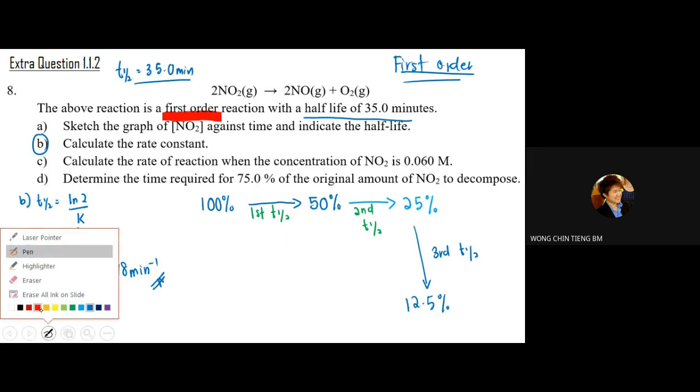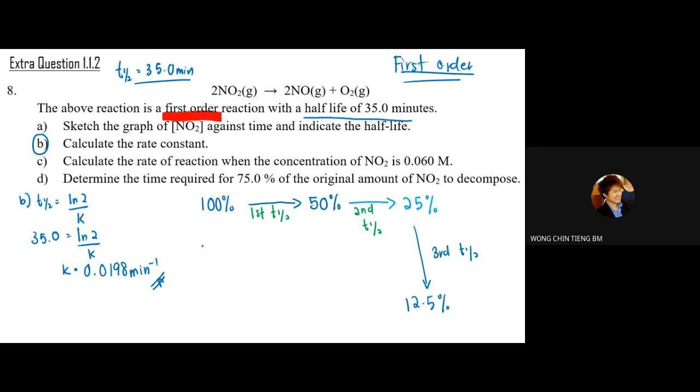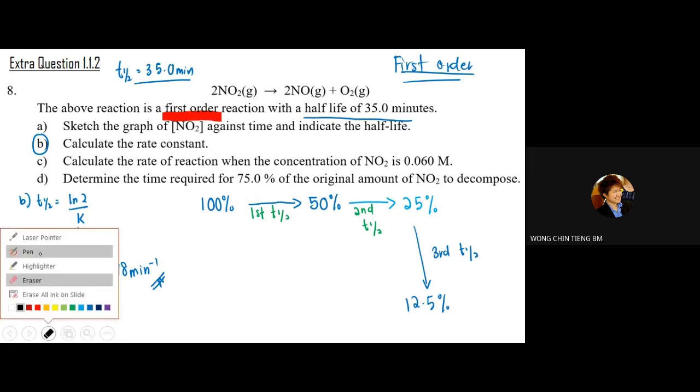A bit of conclusion for you is actually in the notes, but just for you, the second half-life, alright. Okay.